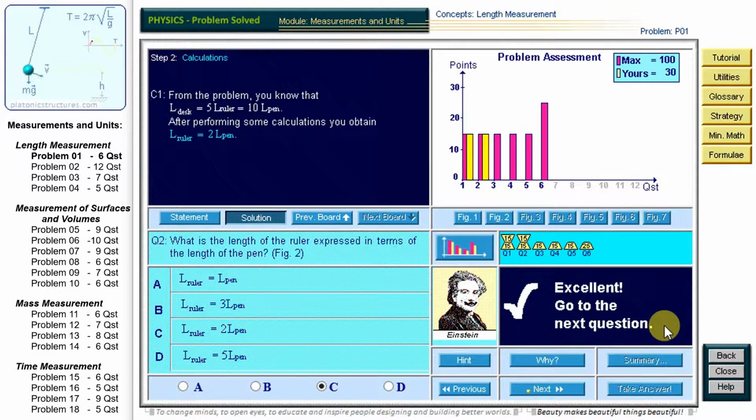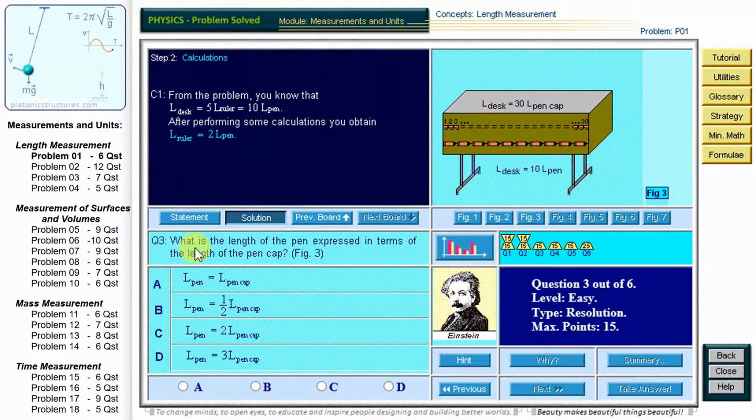Now, let us proceed to question 3. What is the length of the pen, expressed in terms of the length of the pen cup? We have Figure 3 to help us here. With the experience from the previous question, we can see that the desk is 30 times the length of the pen cup. Also, the desk is 10 times the length of the pen. Obviously, the pen is longer than the pen cup. The ratio between the pen and the pen cup is 10 to 30, or, after simplification, 1 to 3. With these considerations, D looks like the correct choice for this question. I am clicking D and press Take Answer. We are right.